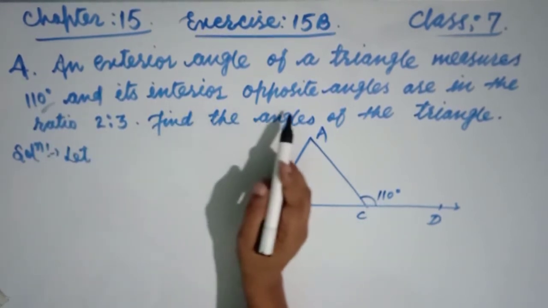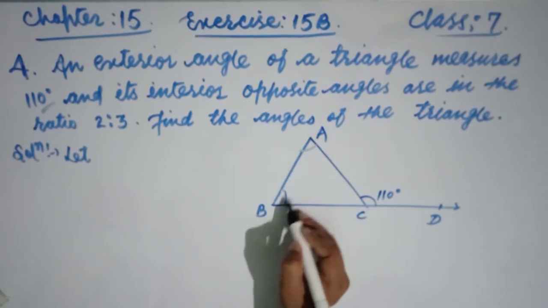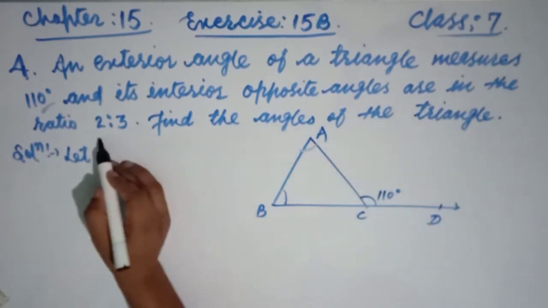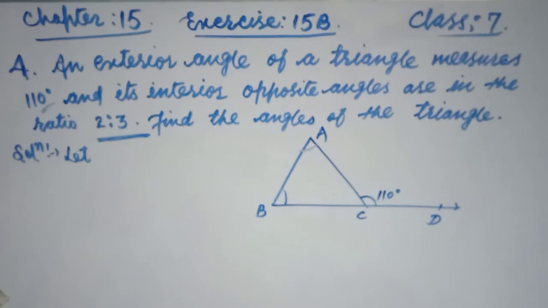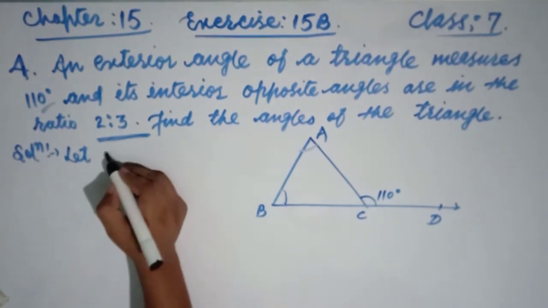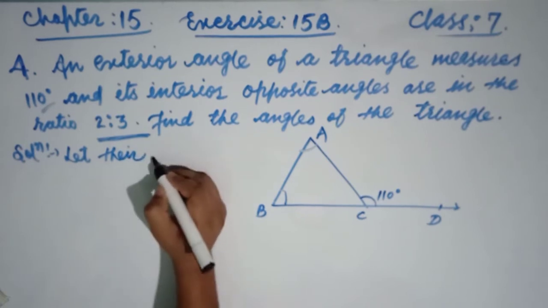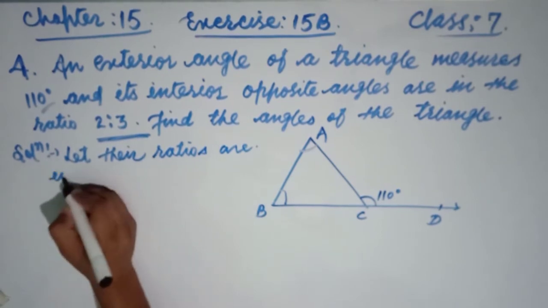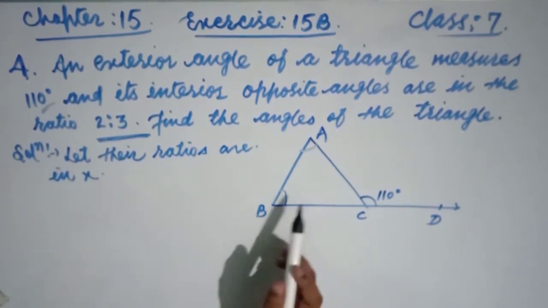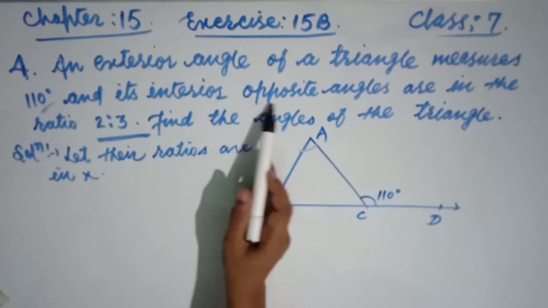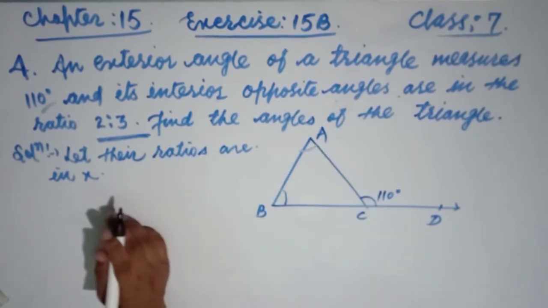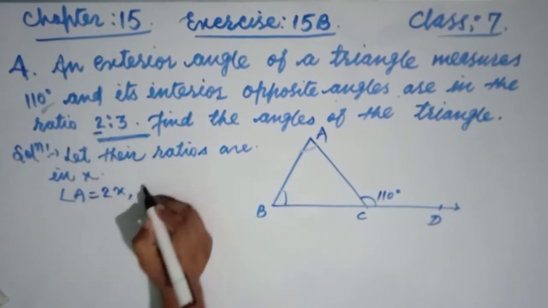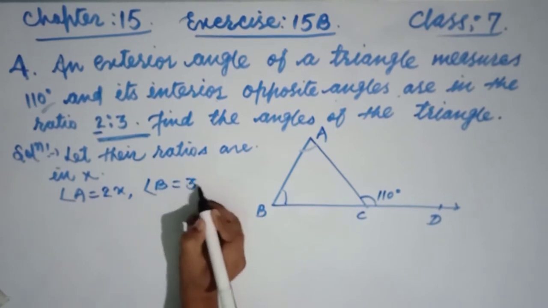Then afterwards friends, its interior opposite angles, these two interior opposite angles, angle A and angle B, are the two opposite interior angles. The ratio of these is 2:3. Now let's consider, let their ratio be in x. So friends, that means angle A is 2x, and angle B is 3x.